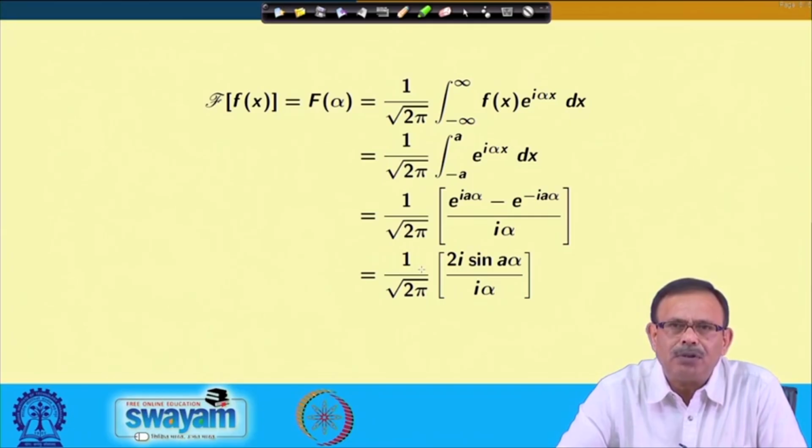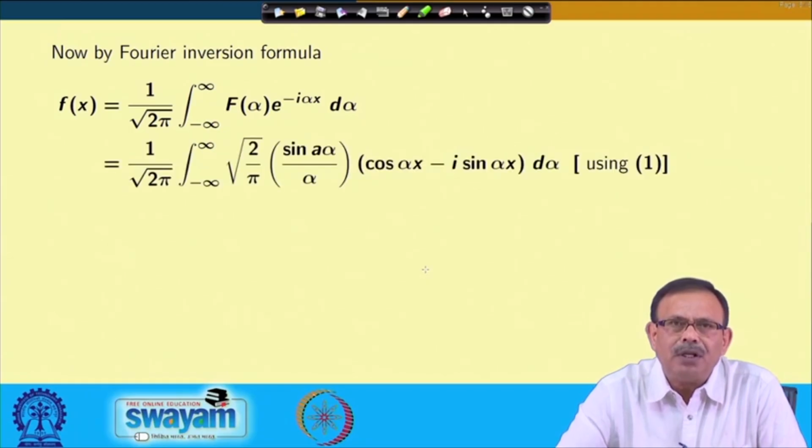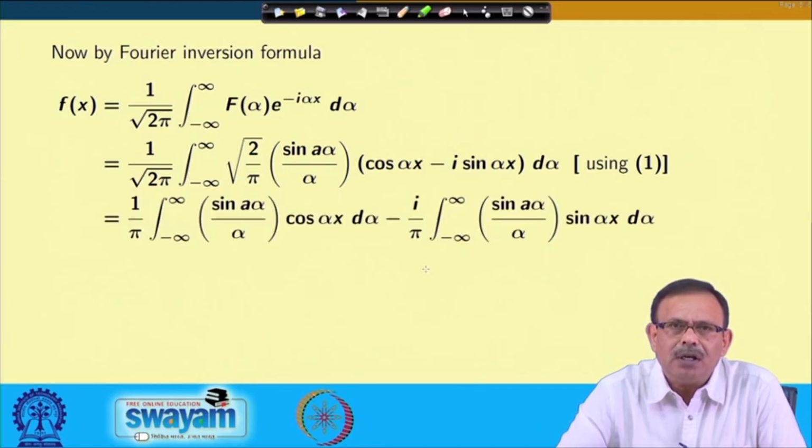The second part of the problem is to evaluate the value of the integral 0 to infinity sin t by t dt. For this one, I have to take the inverse Fourier transform of this equation 1. So, from here f x, I can write by the Fourier inversion formula, 1 by root 2 pi, F alpha into e power minus i alpha x into d alpha, and this I am writing by substituting the value of F alpha from equation 1, the Fourier transform of the function, and e power I am writing in terms of cos and sin. Then I am breaking this into two integrals.